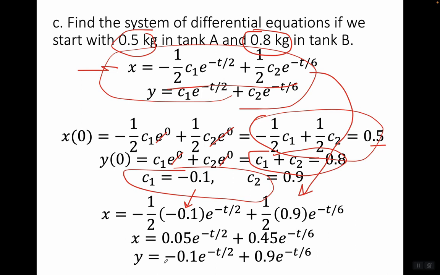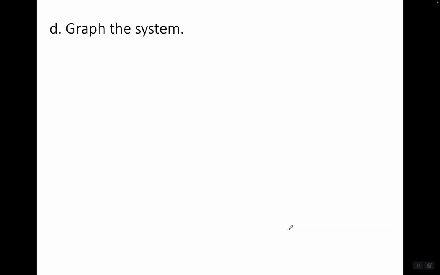And y is pretty simple. It's just going to be c1 e to the negative t over 2 plus c2 e to the negative t over 6. We know what c1 and c2 are. So we end up with y equals negative 0.1 e to the negative t over 2 plus 0.9 e to the negative t over 6.